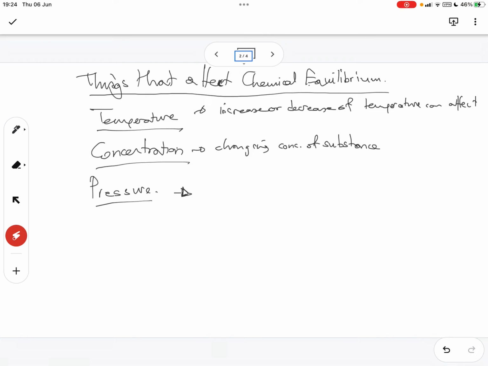Temperature, because in some reactions, when we increase the temperature, we might affect which one gets produced more. Is it the product or the reactants? Which one's production is limited when we increase or decrease the temperature?